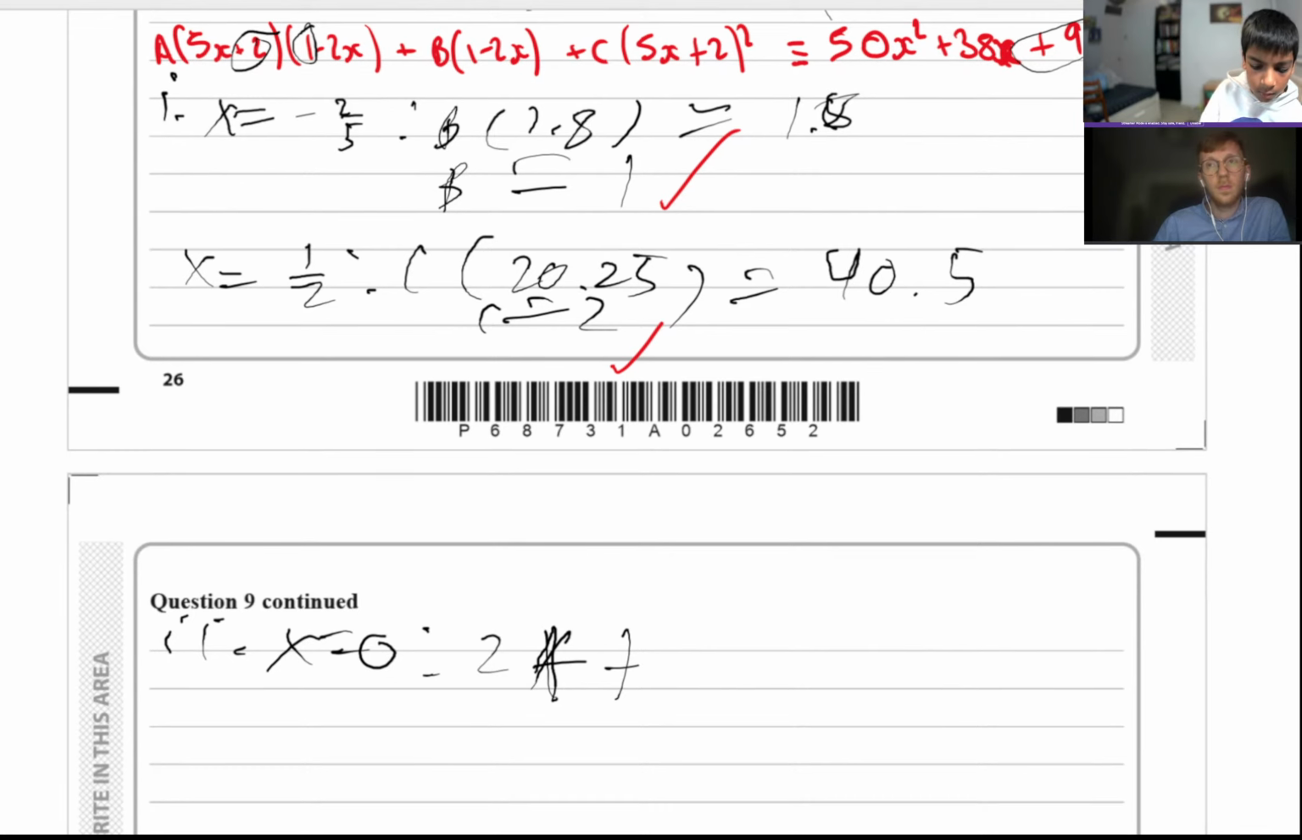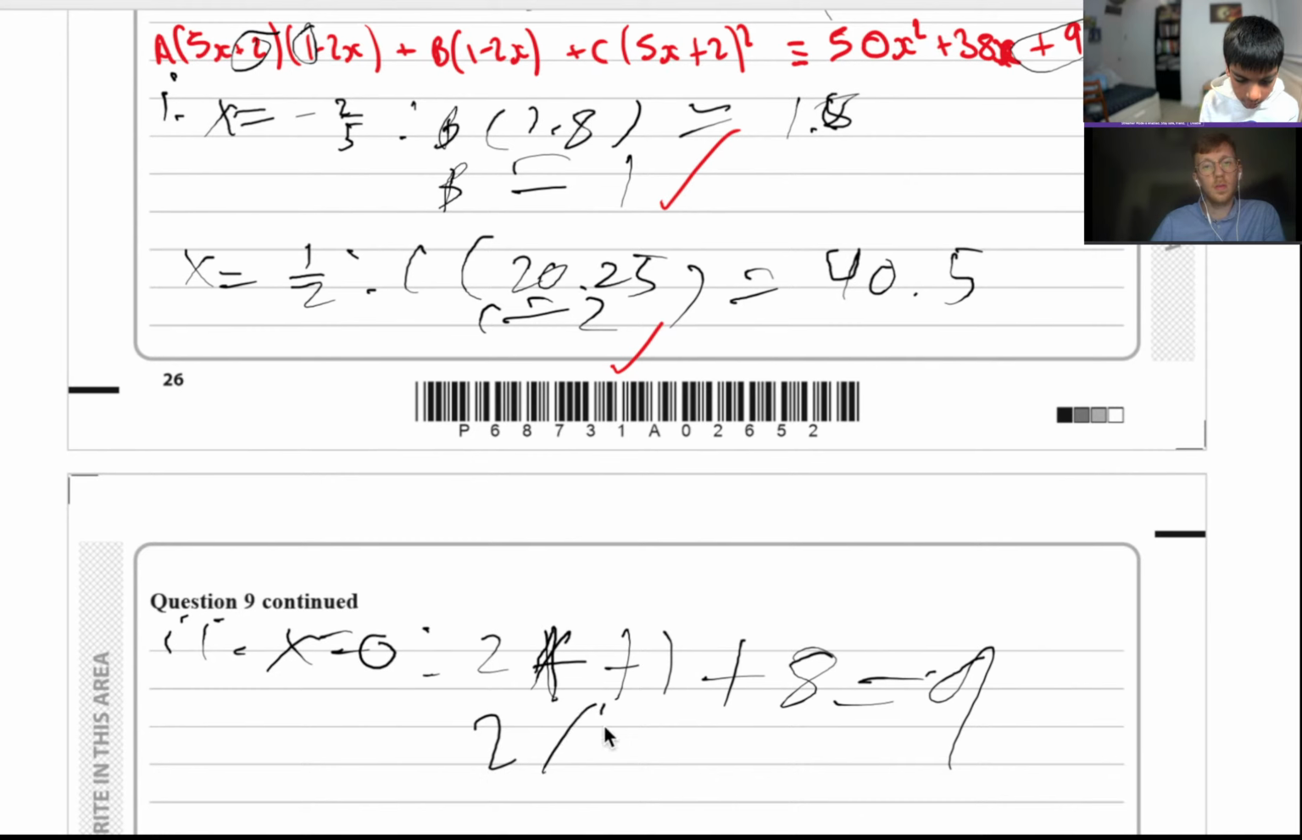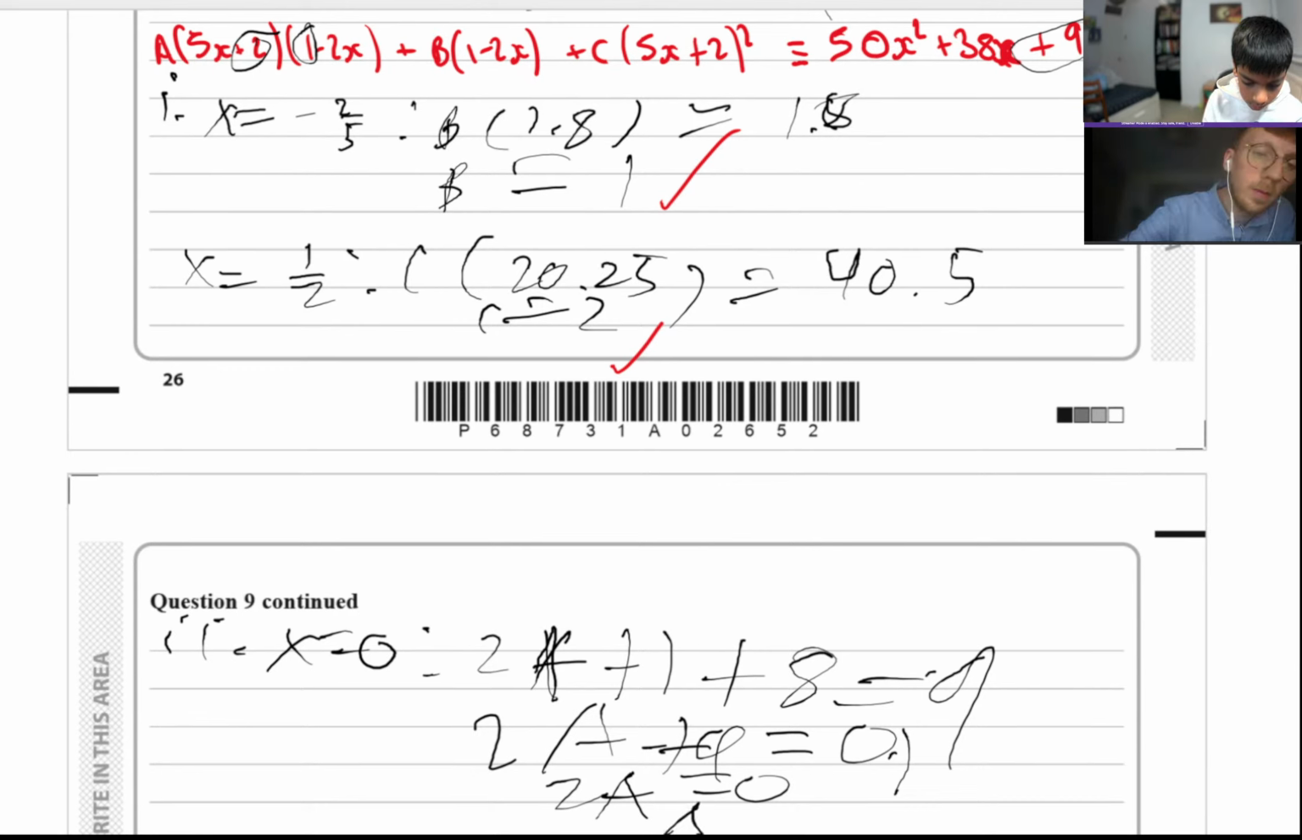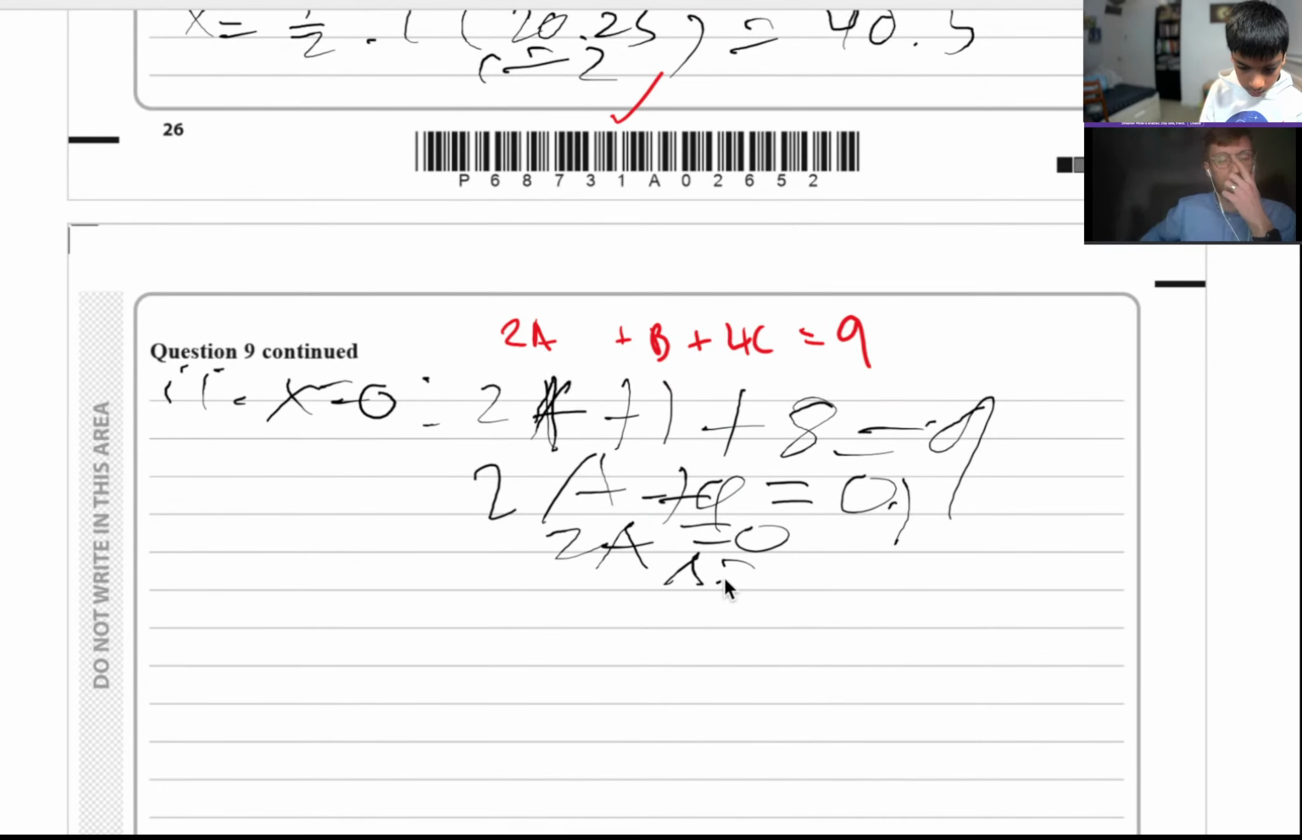Plus b plus c times plus 4c, so that's 8. Good. And then that is 9. So 2a plus 9 is 9. Excellent. So 2a equals 0. A is... Good. So A must be 0.